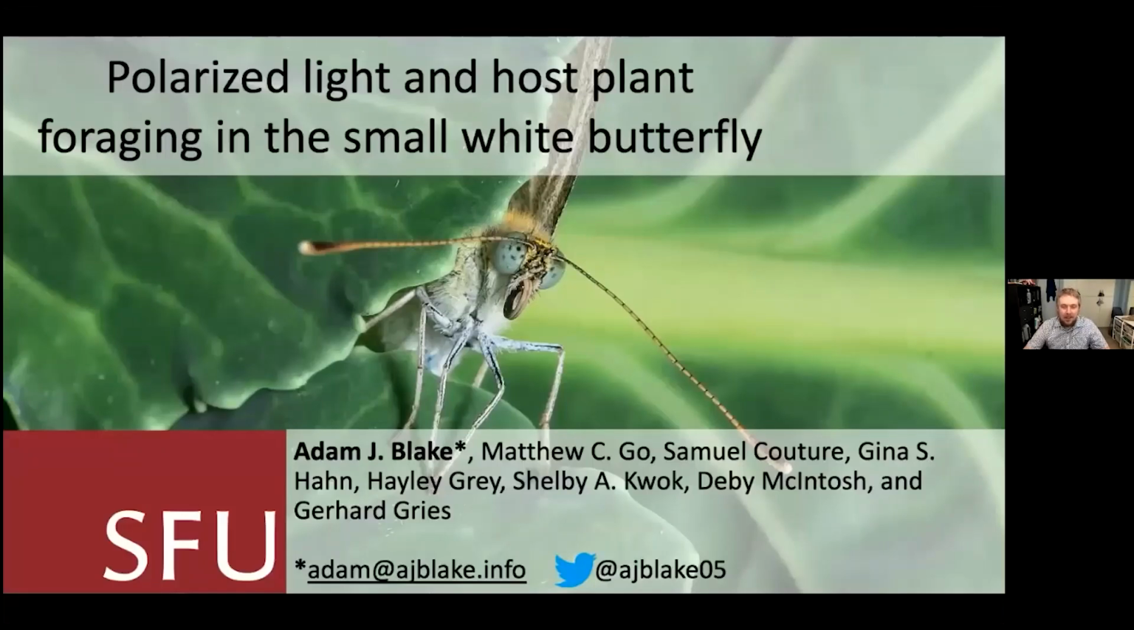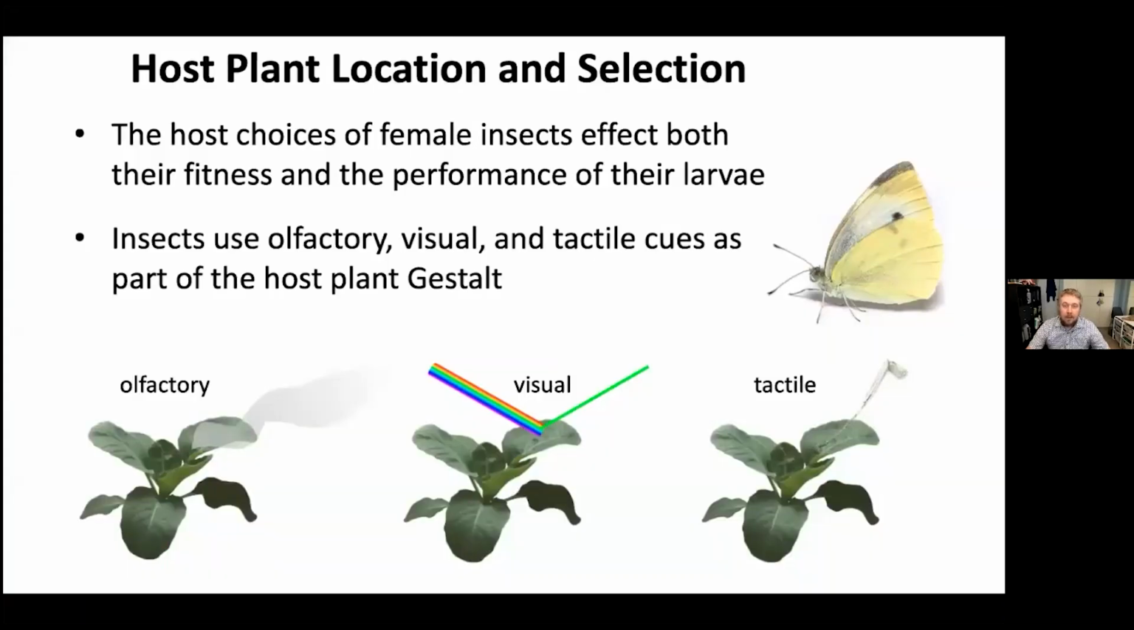I'm going to be talking today about my recently completed PhD work on polarized light and host plant foraging in the small white butterfly. Female insects like my study organism, the cabbage white butterfly, must select among potential host plants, and these choices have a large effect on their fitness. This raises the question, what information do insects use to make these choices? It's generally thought that insects use a combination of olfactory, visual, and tactile cues during this process.